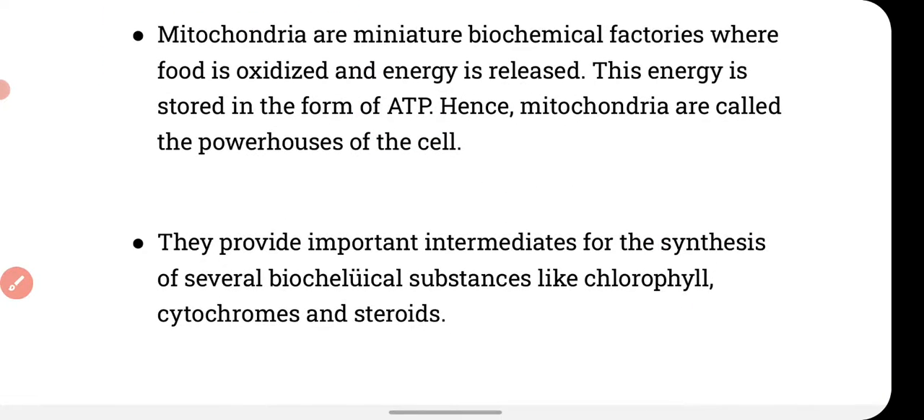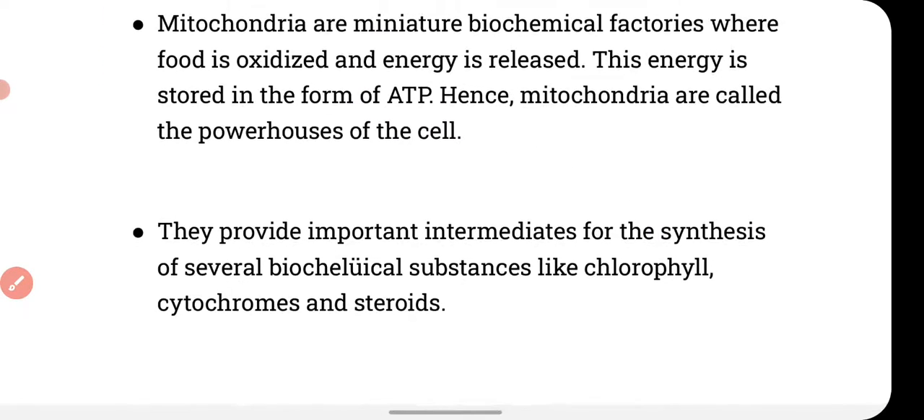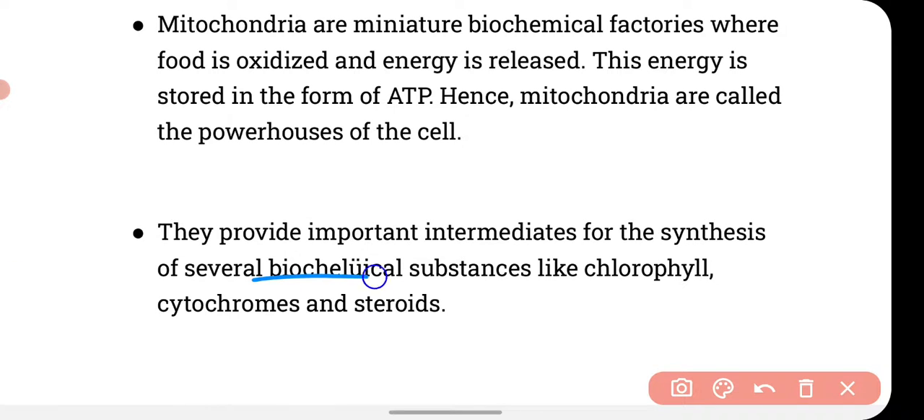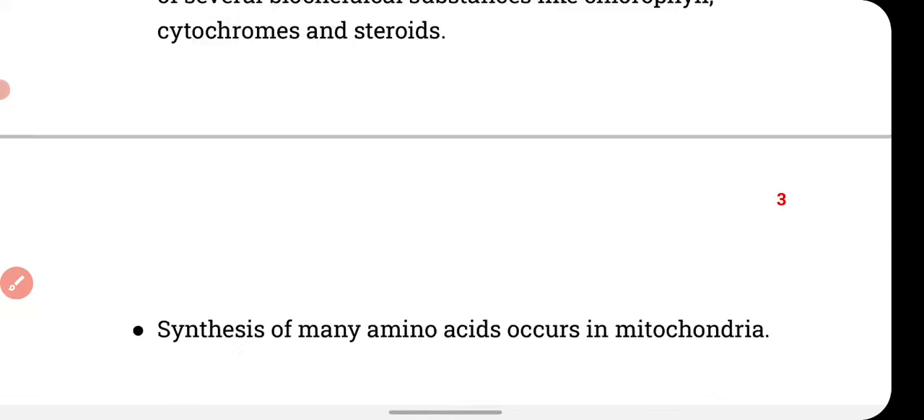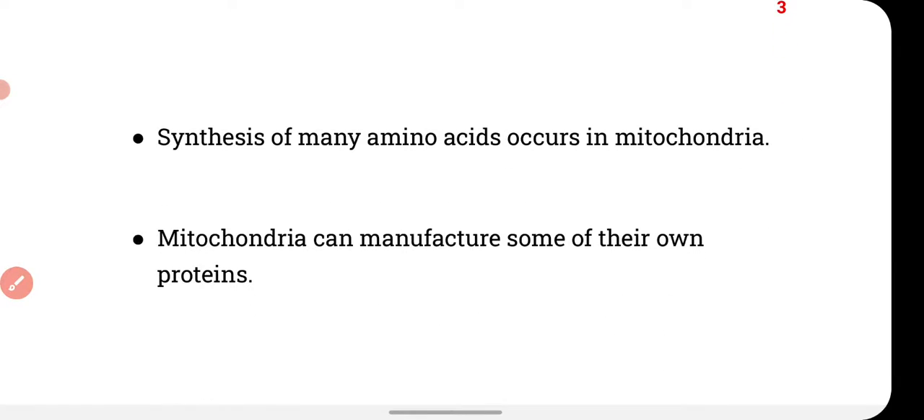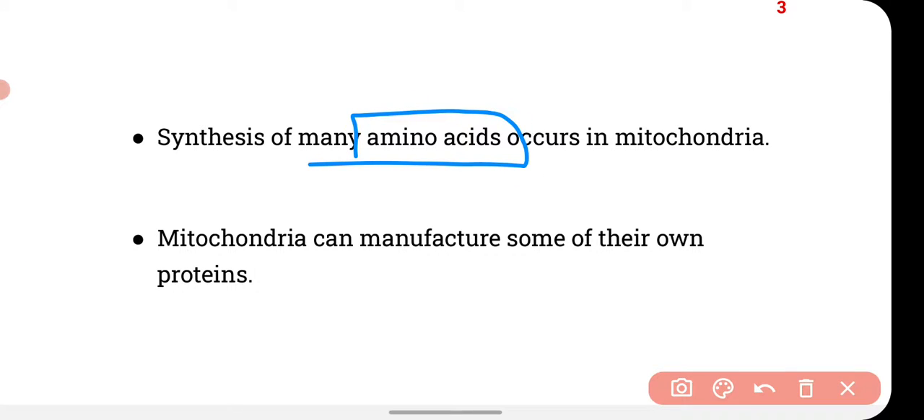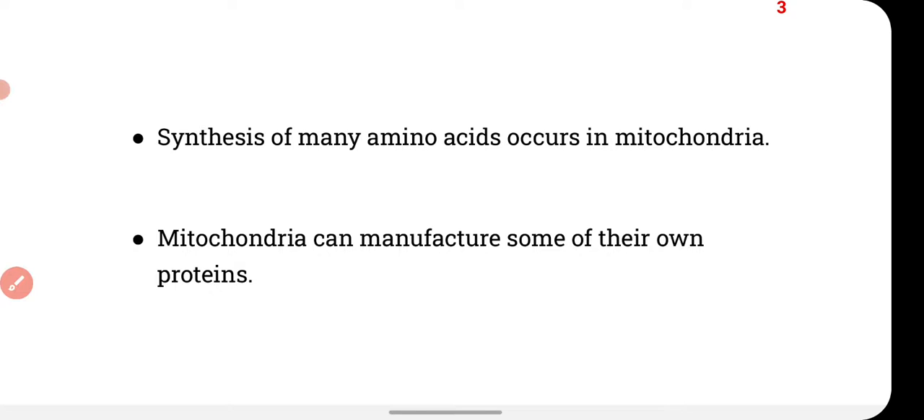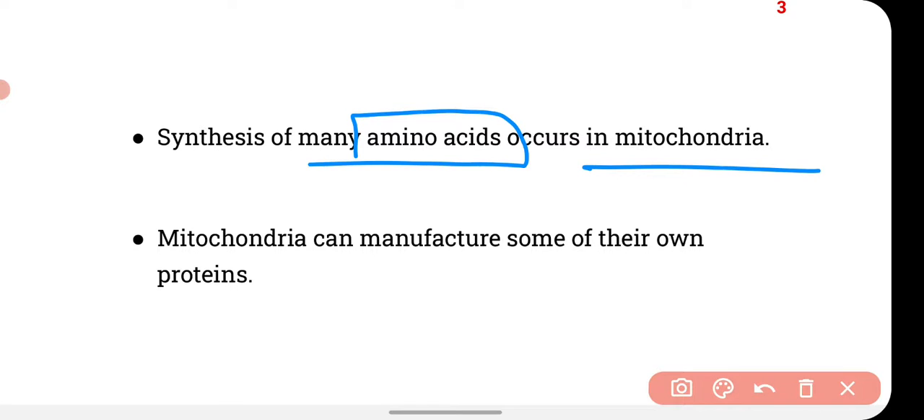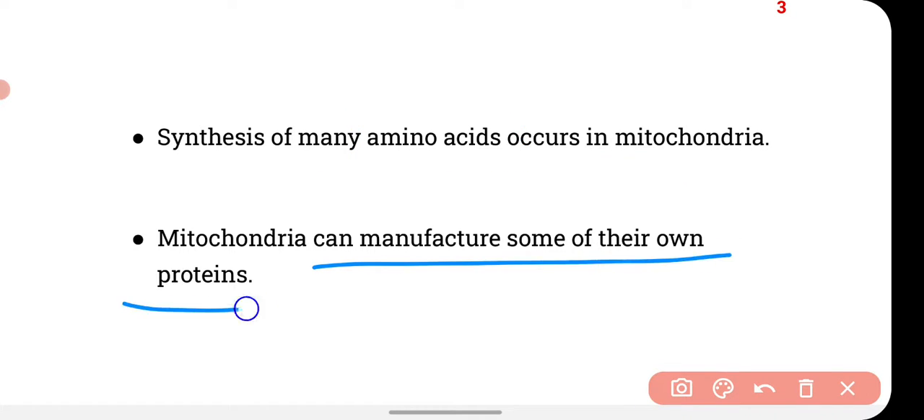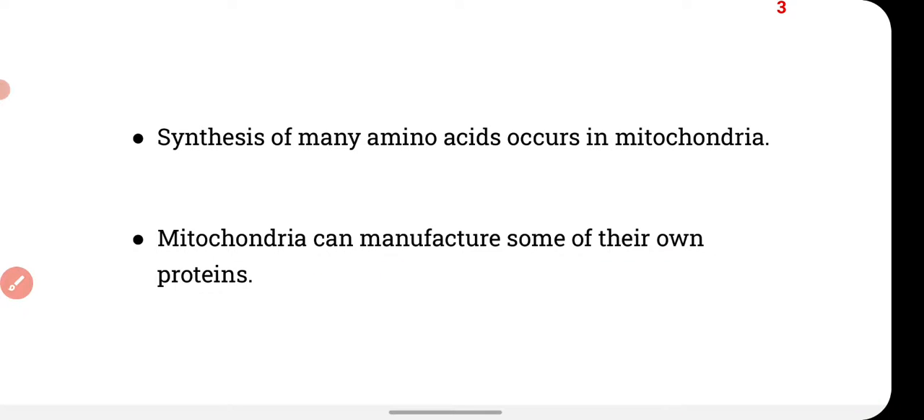And they provide important intermediates for the synthesis of several biomolecules like chlorophyll, cytochrome and steroids. And synthesis of many amino acids occurs in mitochondria. Many kinds of amino acids are formed inside the mitochondria, and mitochondria can manufacture some of their own proteins because the mitochondria contain ribosomes, so they also make protein as well.